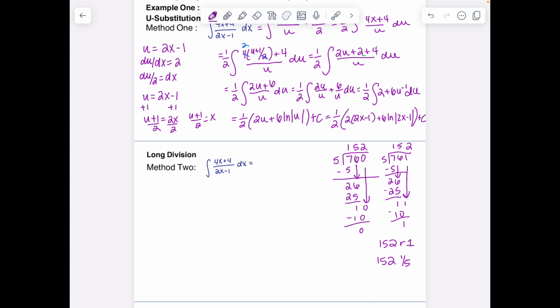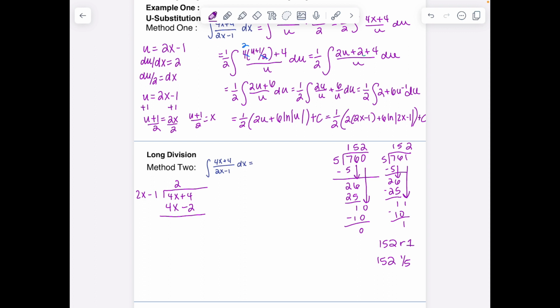And so what I'm going to do here is take 4x plus 4, and try to divide it by 2x minus 1. Now, polynomial long division is something you should have done in pre-calculus, so this is just a reminder of that. What I'll do is think, how many times does 2x go into 4x? The answer is 2. And so then I will multiply this whole expression by 2, and I'll get 4x minus 2.